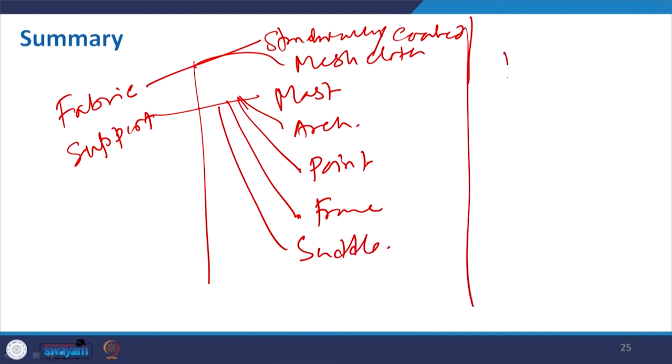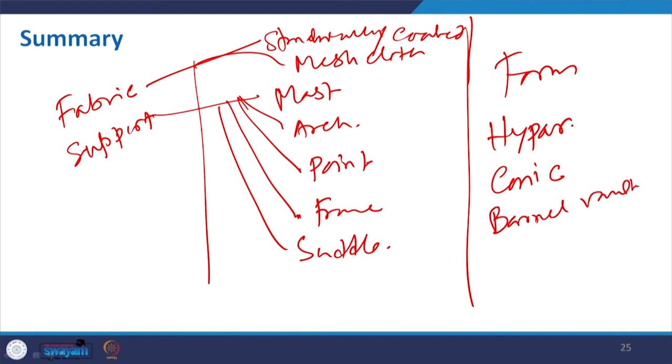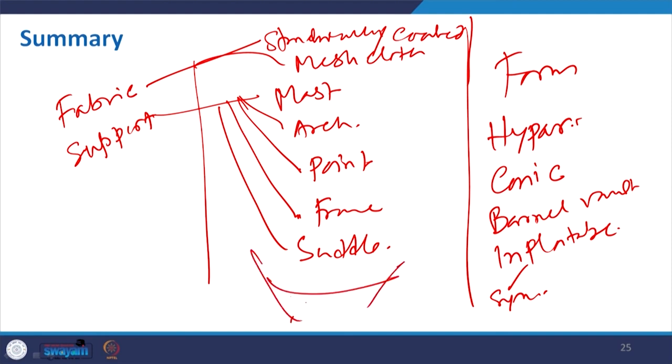Okay. And regarding the form of that, what we discussed, one is your hyper, second we discussed the conic, third one we discussed the barrel vault, and last but not the least is your inflatable structure. So, inflatable is basically your synclastic curvature, and hyper is basically where you have this kind of member, so you get the anticlastic curvature. So, the advantage is definitely it can cover a large span with the minimum weight, minimum investment, but there are problems with having poor resistance to heavy wind and other things, that we need to take care of. With that, I conclude here.